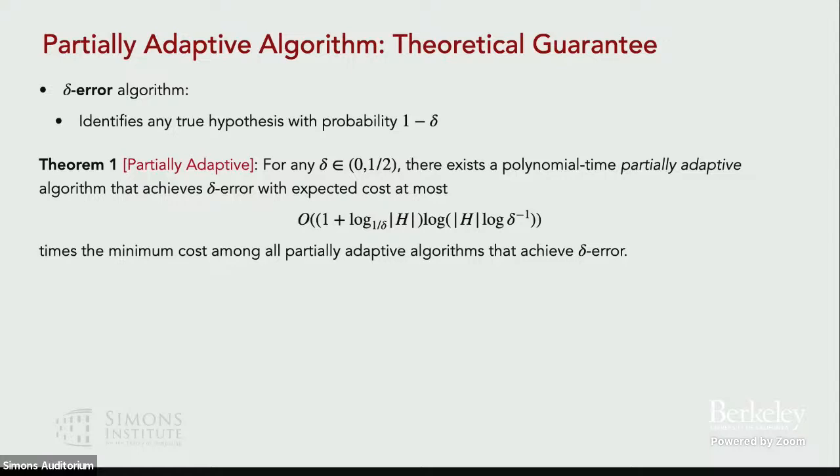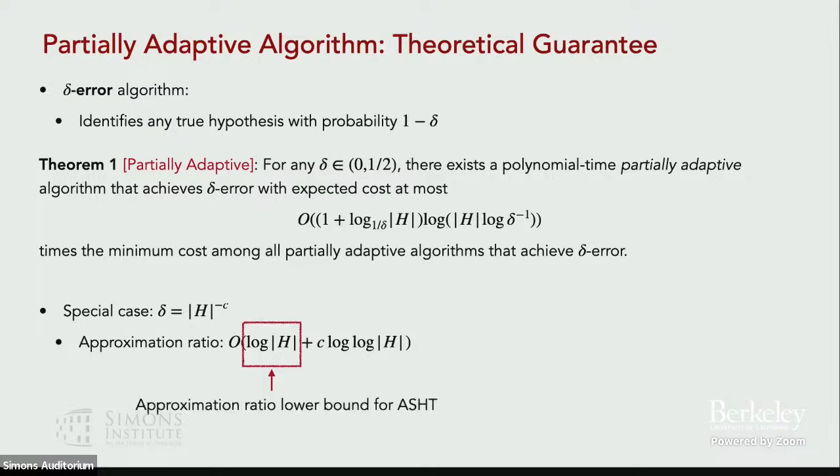Now to parse this term here, I'm going to be looking at the special case where delta equals H to the minus c. If you plug in this value to your expression, you get the following approximation ratio. And I want to highlight that the first term is the approximation ratio lower bound for the ASHT problem. So this really shows that our approximation guarantee is tight with respect to this parameter H.